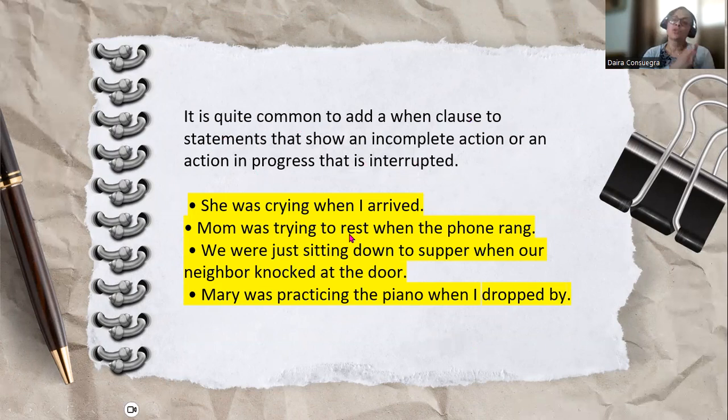Mom was trying to rest when the phone rang. We were just sitting down to supper when our neighbor knocked at the door. Mary was practicing the piano when I dropped by. Drop by means cuando llegué, cuando yo me aproximé, okay? So we have sentences in the past progressive and also in the past tense, because the actions are incomplete. So you use one tense for the action that is incomplete, and the other one for the action that was already developed.